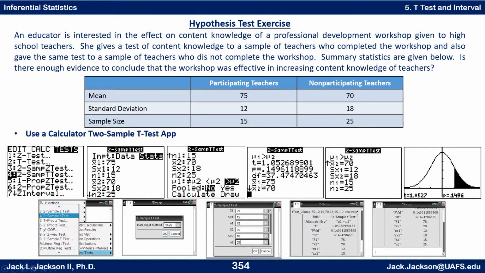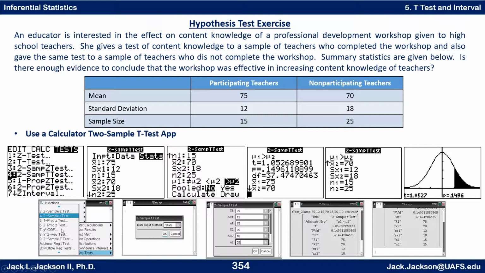If we select draw instead, we'll get this picture here, and it shades the right of the difference in the means, the t statistic that goes with that. So the test statistic is 1.05 right here. Probability to the right of that is our p-value of 0.1496.